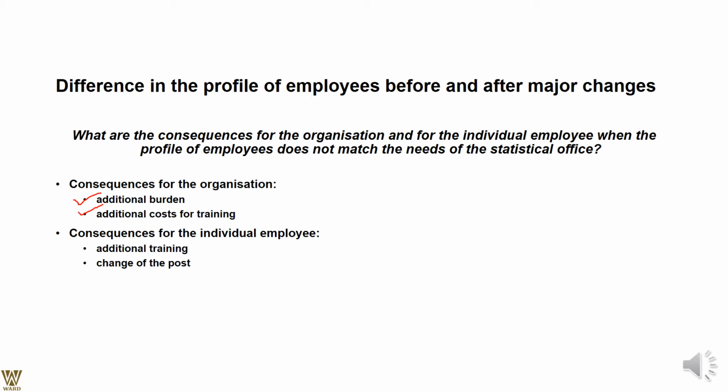Consequences for the individual employees. If the employee is not satisfied or not able to give the desired result, the production is just below par, we need to train them. We need to train them or change the post altogether. Why change the post? Because probably he or she does not have the requisite equipment required for the post. This needs to be understood by the employees and the organization alike.